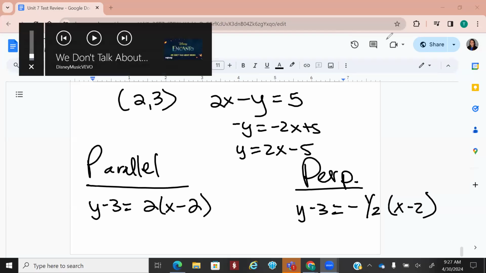Okay, I still see... I left these in point slope form. Come on, let's go, because we got notes that we got to do.